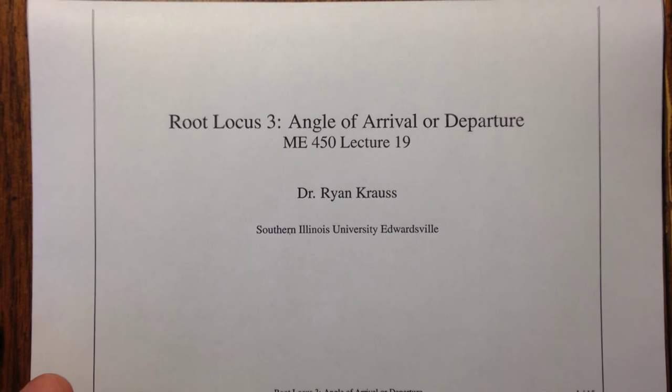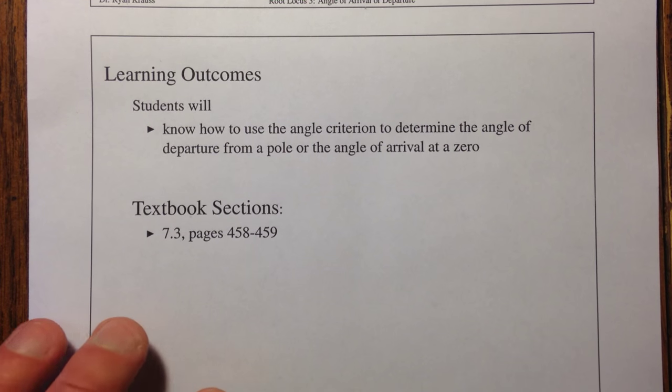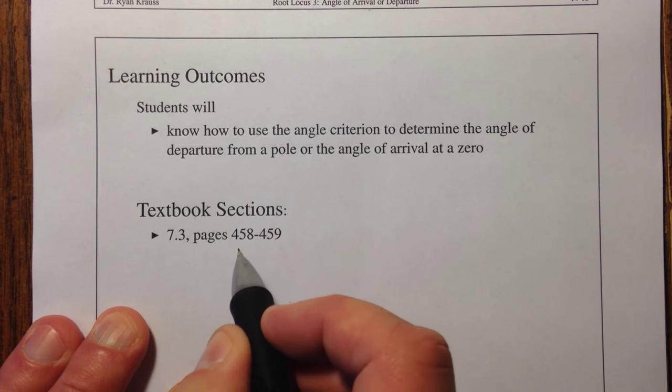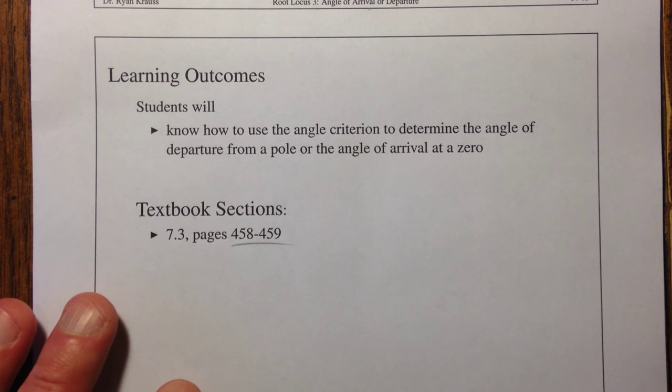I'm going to talk about angle of arrival and angle of departure, departure from complex poles or arrival at complex zeros. I'm hoping that my students, when they're done, will be able to analyze the angle of departure or angle of arrival based on the angle criterion. We're talking about pages 458 and 459. I think the book only deals with angle of departure.